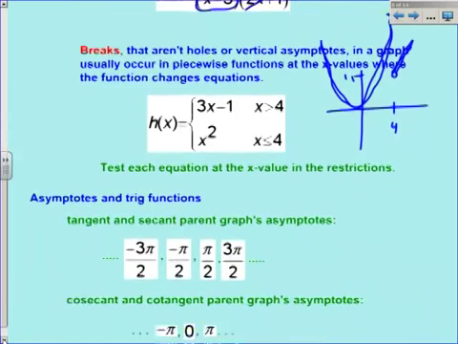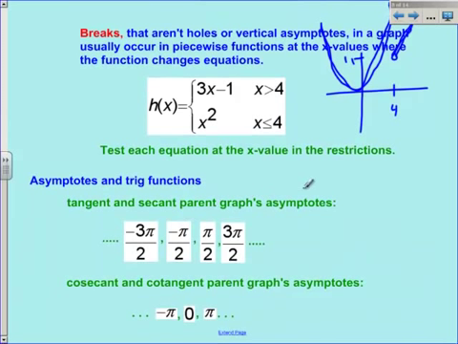And also on trig functions, anytime you have asymptotes, that function is not going to be continuous. Now, sine and cosine will always be continuous, but tangent, secant, cosecant, and cotangent, anytime they have asymptotes, that's where they're not going to be continuous.